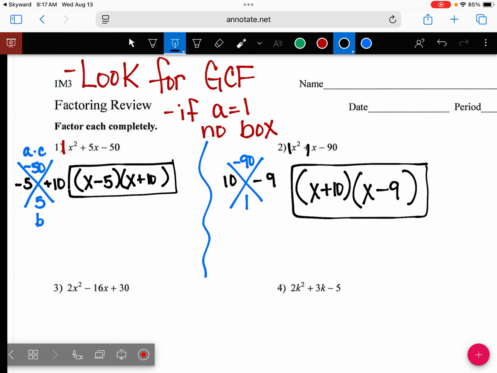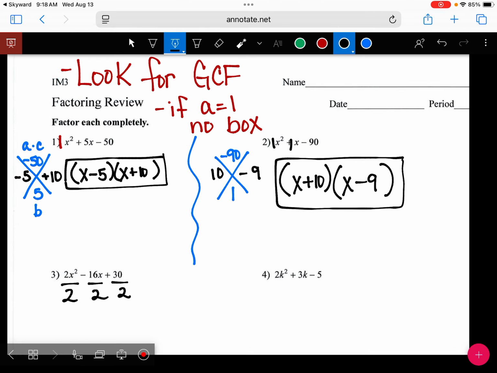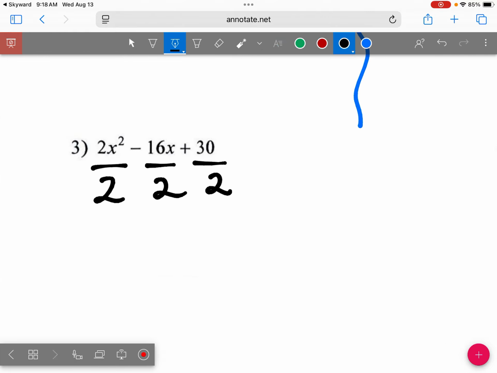All right. Number 3 is the first one that actually has a greatest common factor. So we're going to divide out the GCF, which would be what? 2. Good. So let's divide everything by 2. So when I take out that 2, 2 goes in the front. And I have x squared minus 8x plus 15.